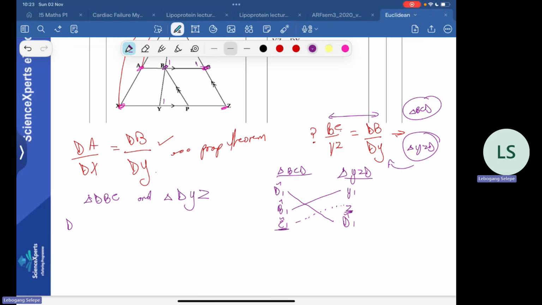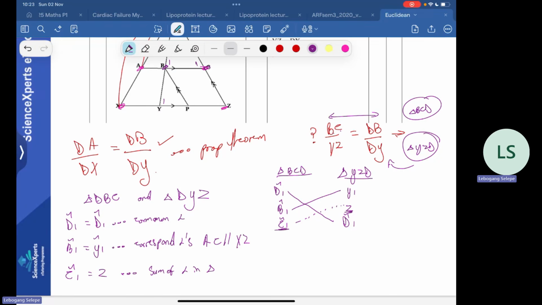I'm going to go D1 is equal to D1 because this is a common angle, right? Then I'm going to go B1 is equal to Y1 because of corresponding angles, and I'm going to mention the parallel lines AC parallel to XZ. Then the third angles are also equal. C1 is equal to angle Z. This is sum of angles in a triangle, right? So therefore, because the three angles are equal, triangle DBC is similar to triangle DYZ.